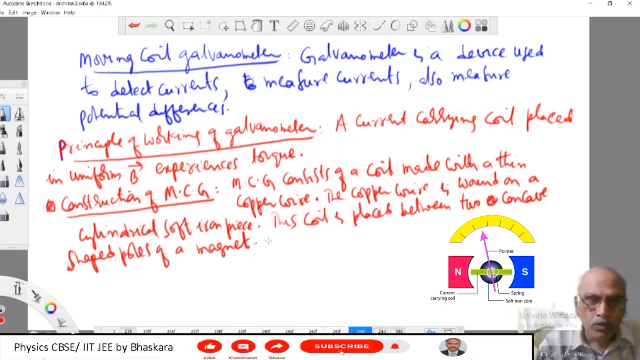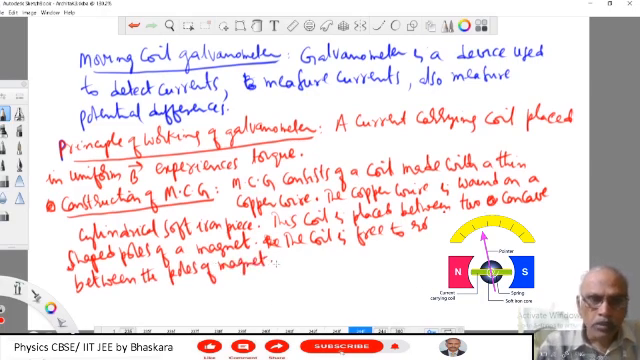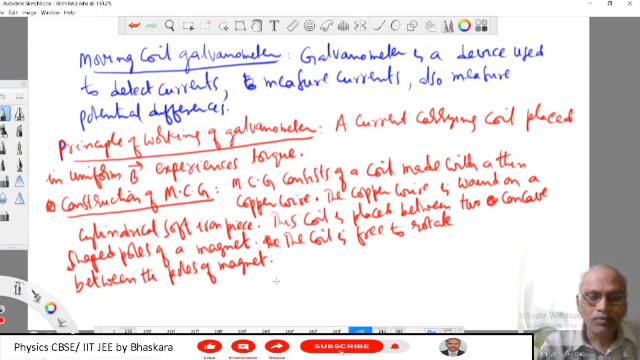The coil is placed so that it is free to rotate. The coil is not fixed. The coil is free to rotate between the poles of a magnet, and also the coil is connected to one spring.